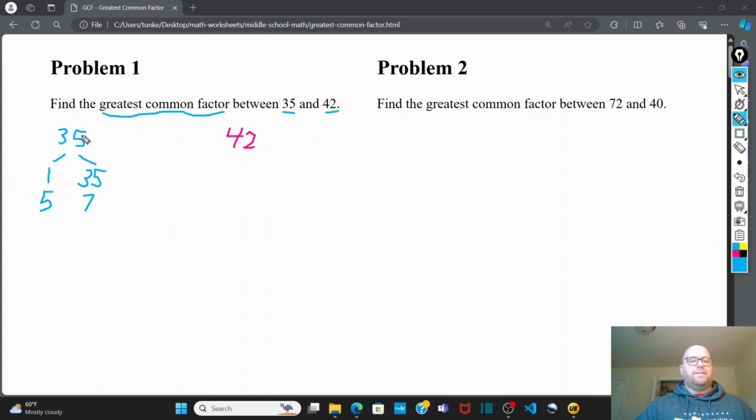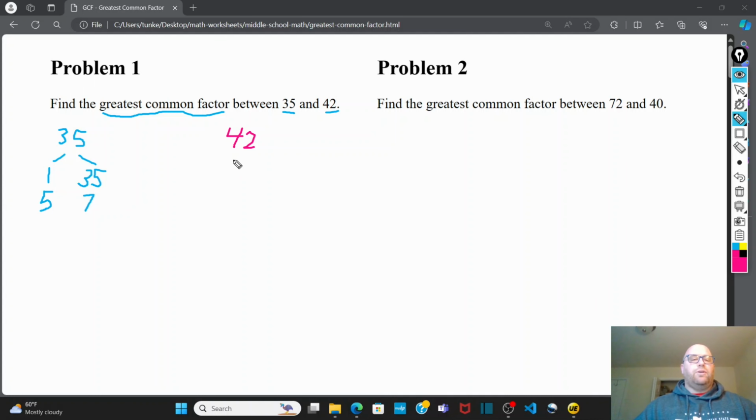It's not divisible by 6. It is divisible by 7, 7 times 5. It's not divisible by 8. If you add 5 and 3, that gives you 8, which is not divisible by 9, so 35 is not divisible by 9. And the last number is not a 0, so it's not divisible by 10. So I'm going to stop here with listing the factors, and then we're going to go to 42.